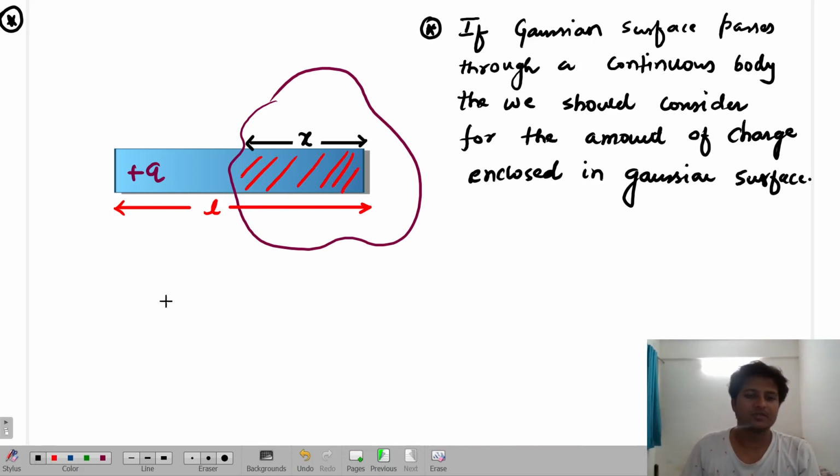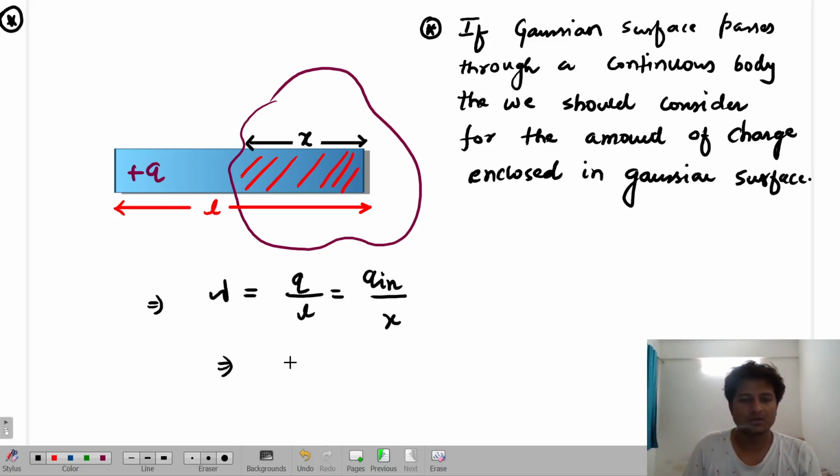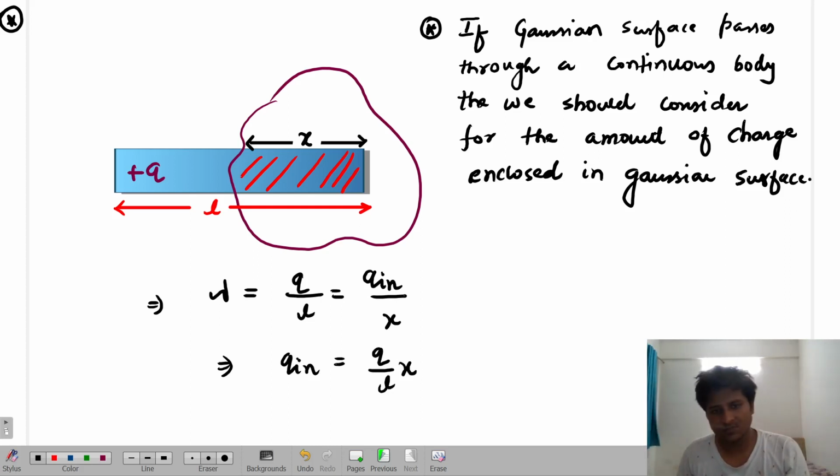So look over here. Let's suppose I want to find the flux through this. So simple, charge enclosed will be how much? I want to find the charge in this region, and this is a linear rod. So I will use lambda. Lambda will be total charge by total length. And I want to find charge enclosed in that region. So for charge enclosed, the length is x. So simple, charge enclosed will be total charge by length into x. Are you able to get me? So flux is simple. What is flux over here for this?